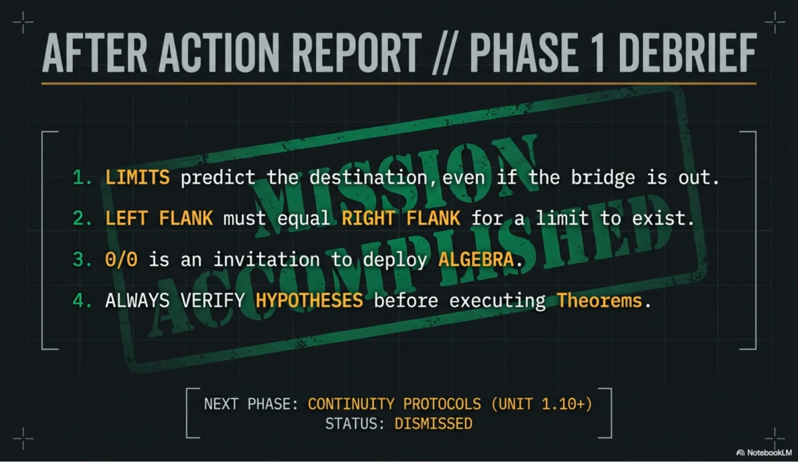Time for the after-action report. Let's debrief. 1. Limits predict the destination, even if the bridge is out. 2. The left flank must equal the right flank for a limit to exist. 3. 0 over 0 is simply an invitation to deploy algebra. 4. Always verify your hypotheses before executing theorems like the Squeeze theorem. You are now prepped for the next phase, continuity protocols.